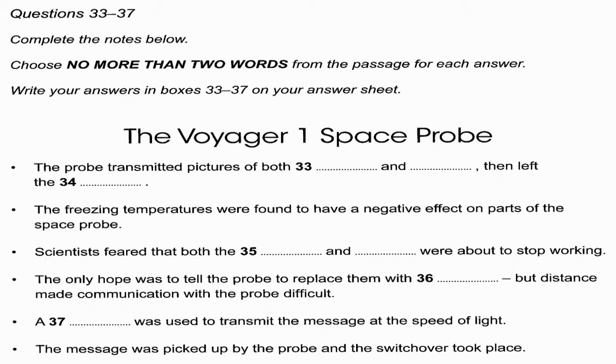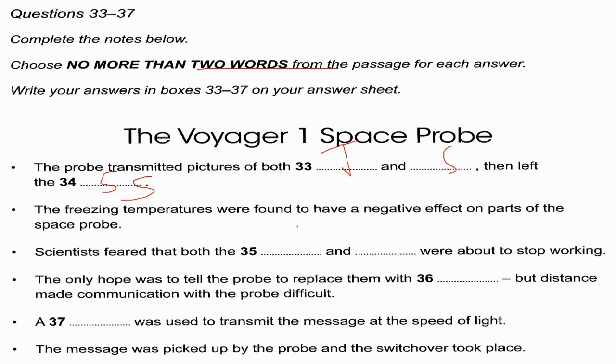Coming to 33 to 37, no more than 2 words from the passage. So the probe transmitted pictures of both what? We have already seen, and if you have learned it very carefully, this is Jupiter and Saturn. You can use either order. Then left the dash, that is the solar system.